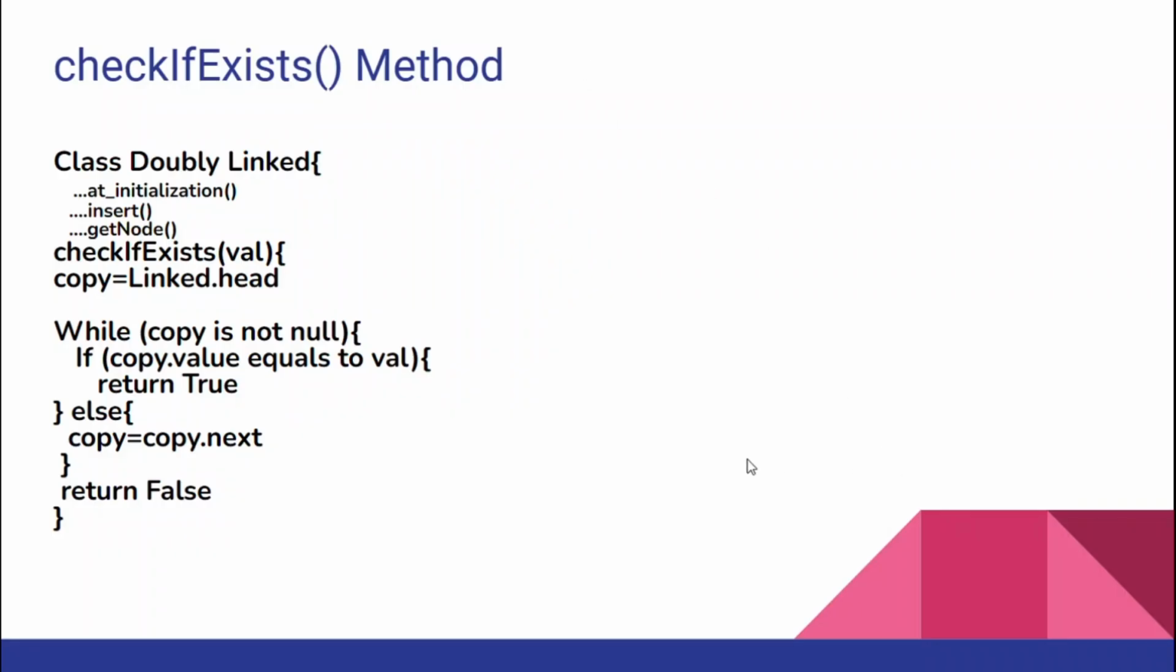Okay, so this is the check if exists method. It's similar to the get node method, just like the same thing. What differentiates them is the function. It's used to check if a particular node exists in a linked list collection. So it functions the same way.